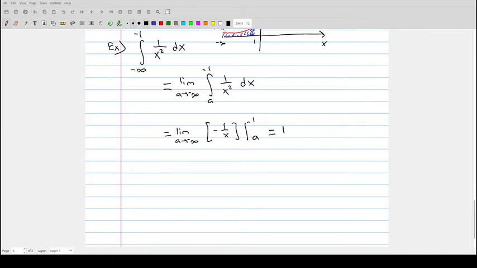which is the same thing as the limit as a goes to negative infinity of 1 over a. We'll plug in directly. It'll be negative 1 over negative 1 minus negative 1 over a.